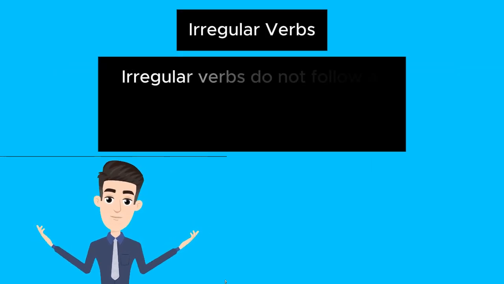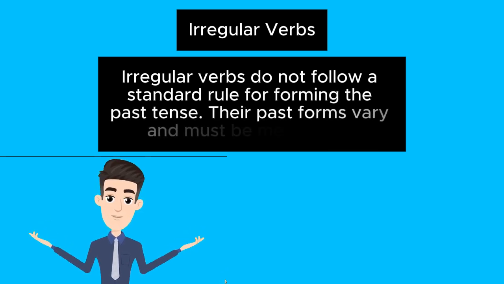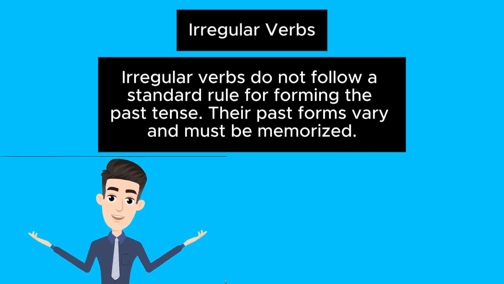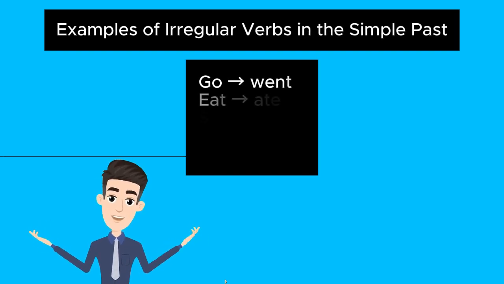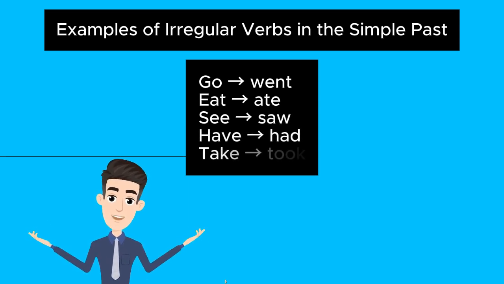Irregular verbs. Irregular verbs do not follow a standard rule for forming the past tense. Their past forms vary and must be memorized. Examples of irregular verbs in the simple past: go becomes went, eat becomes ate, see becomes saw, have becomes had, take becomes took.